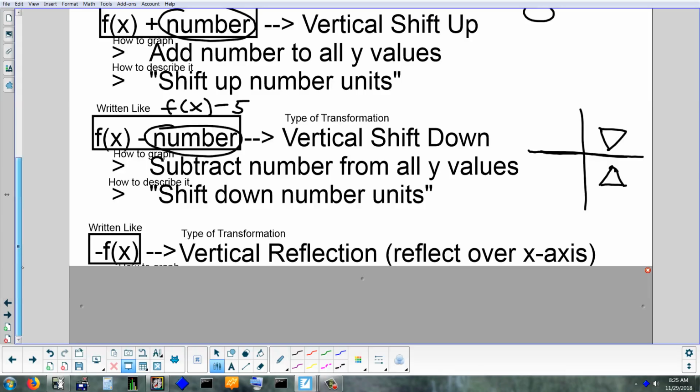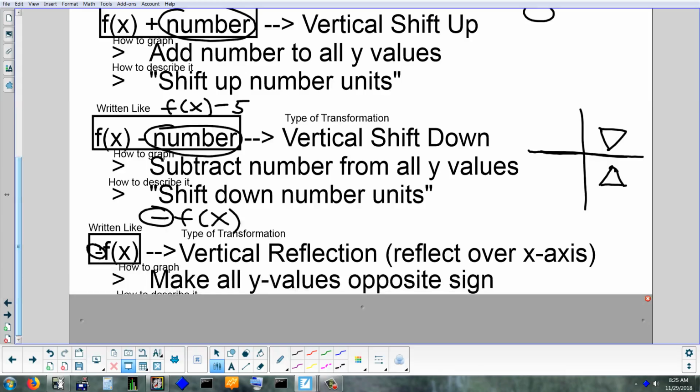Right? And the way that one looks, it's a very, very small change, but it's important. It's right there. It's when you put a negative in front of your function. So something like this. I'm just writing it bigger. Negative f of x. Right? That tells you that it's a reflection. So when you reflect it, what happens is everything that was on the top becomes on the bottom. So it means just make all your y values the opposite. You don't do anything to the x values. You just make all the y values opposite.